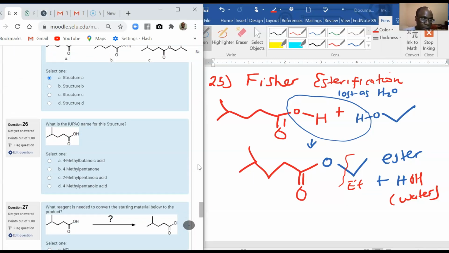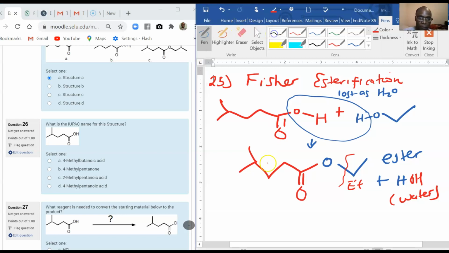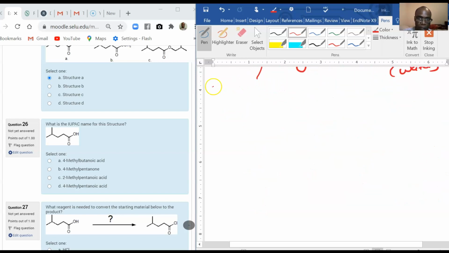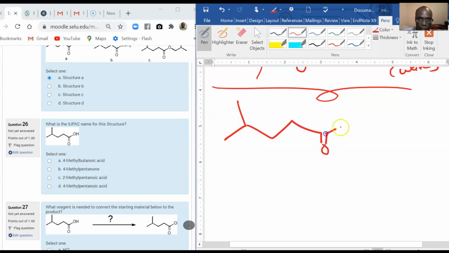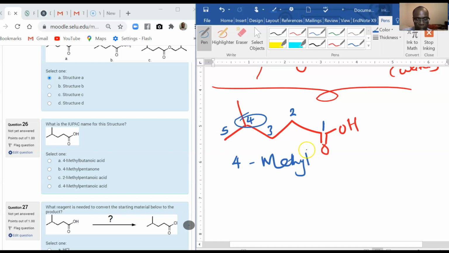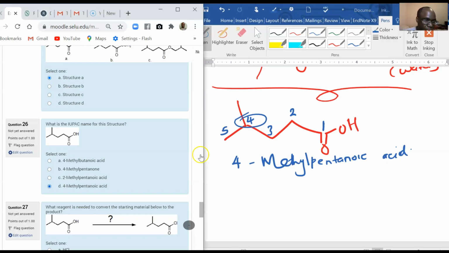And what's the IUPAC name of the structure below? So we need the IUPAC name of this. We start by numbering the carbonyl of the acid 1, 2, 3, 4, and 5. So we have the methyl on carbon 4, so it's 4-methyl, and then it's 5 carbons, so it's pentanoic acid, 4-methylpentanoic acid. So the answer is D.